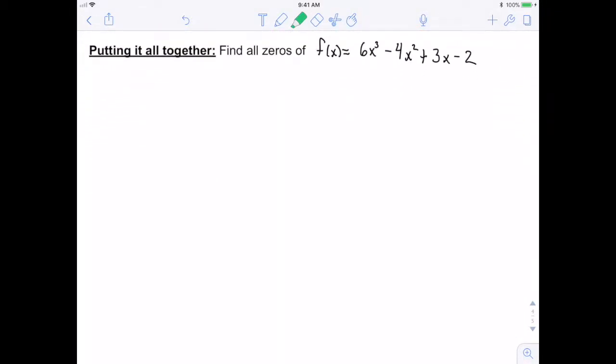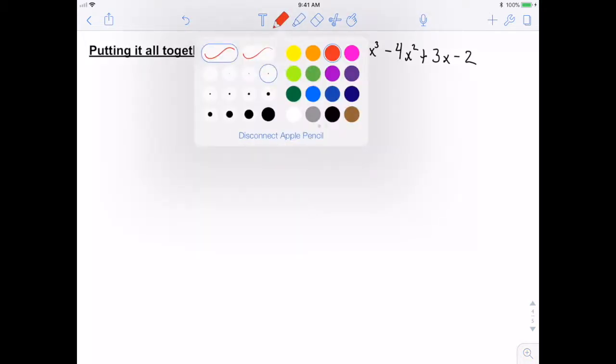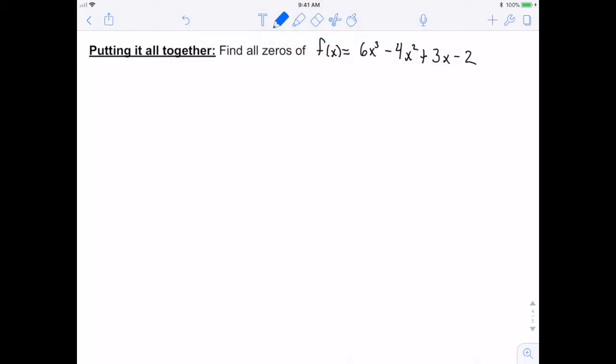So let's do another example, and let's put it all together. Again, the first step is always using the rational root test.